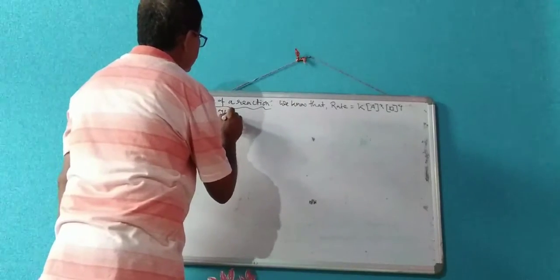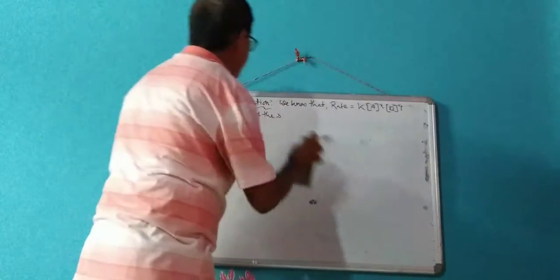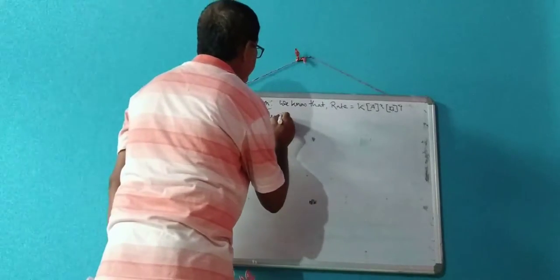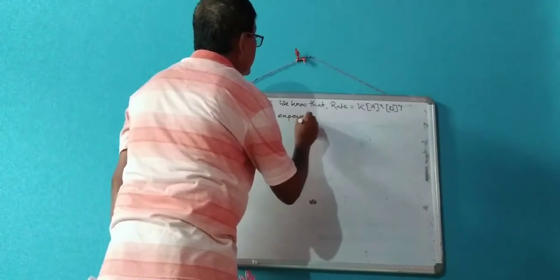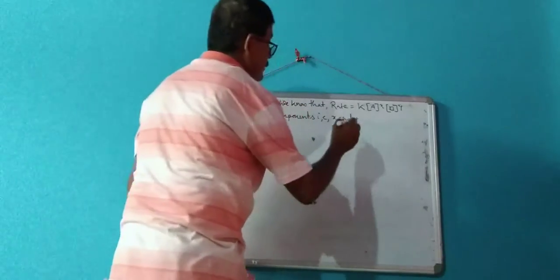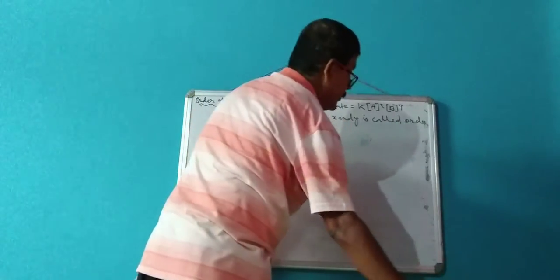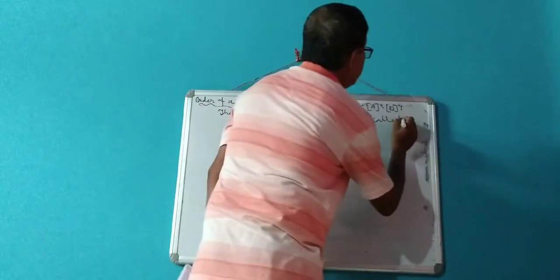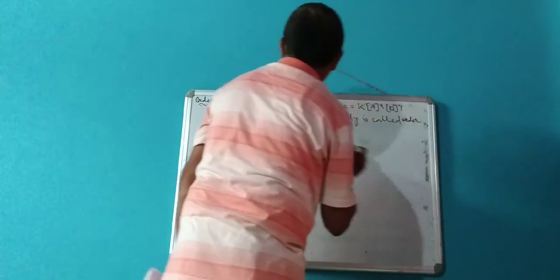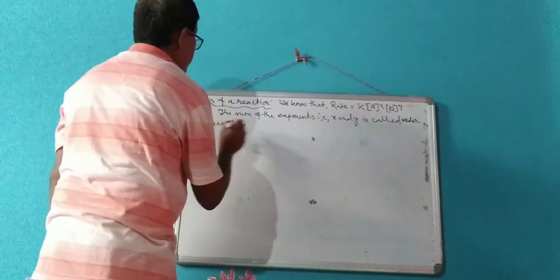The sum of these exponents x and y, the sum of the exponents, is called the order of a reaction. So this is the order of a reaction.